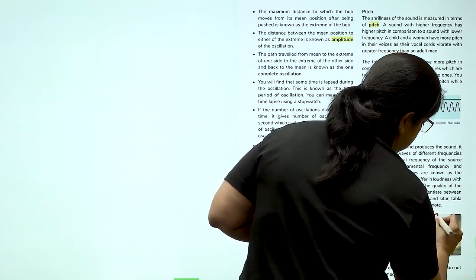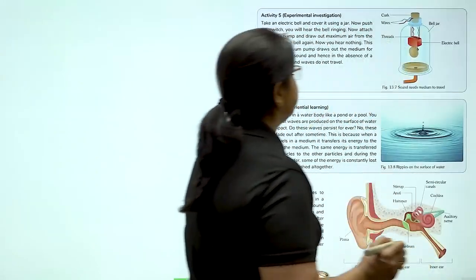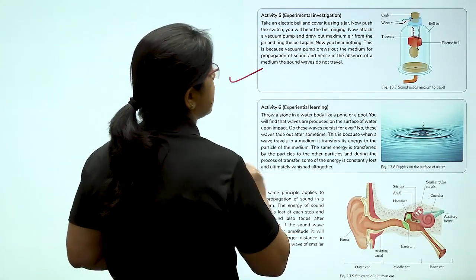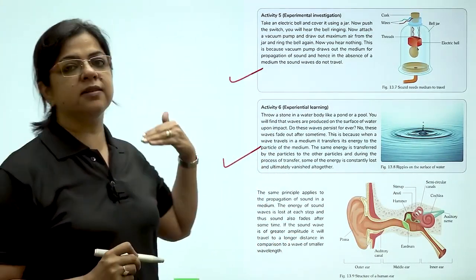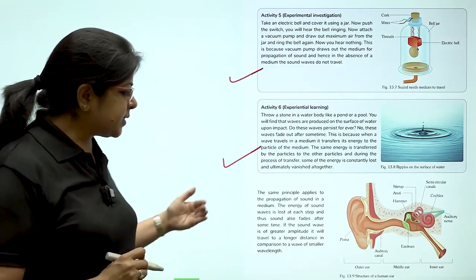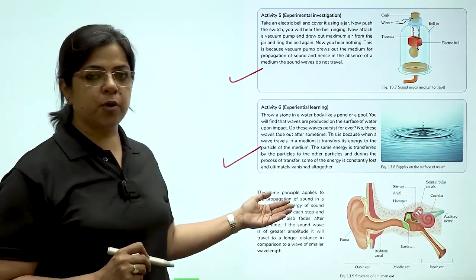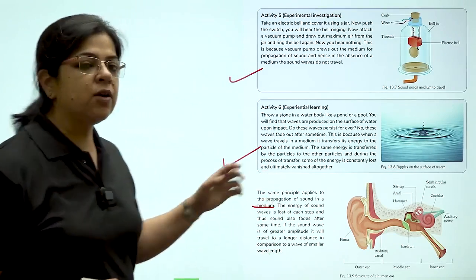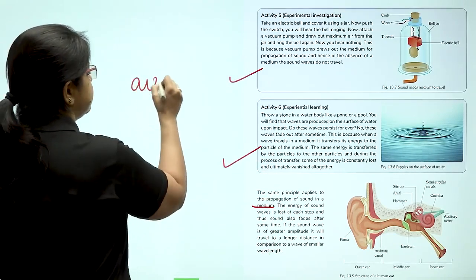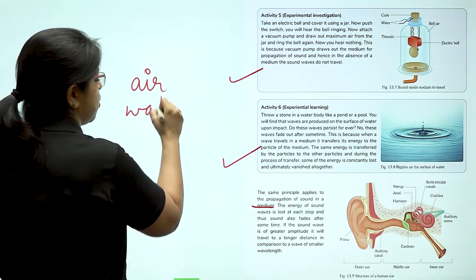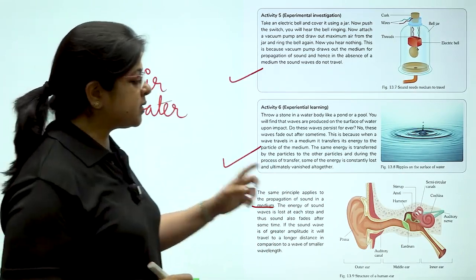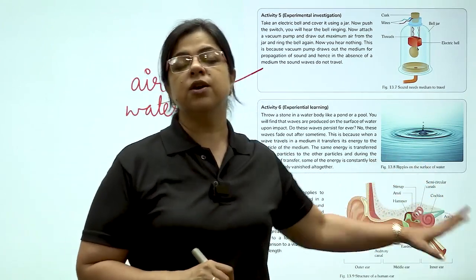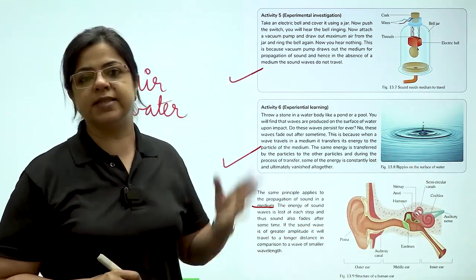We know that the sound travels in wave. There are simple experiments that tell us how we can understand the propagation of sound. A similar principle applies to the propagation of sound in the medium. Now, sound can travel through air, sound can travel through water also. Now, how does sound reach our ears? Let us understand the structure of the ear to understand propagation of sound inside the ear.